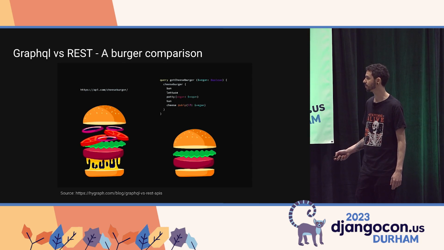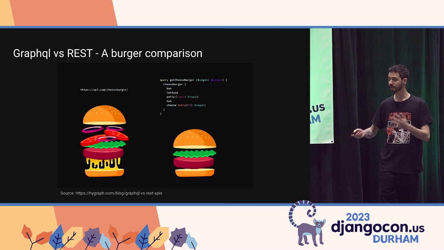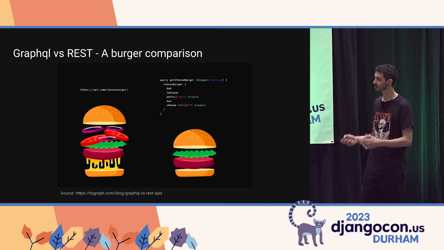I got this image from this place. I didn't notice that. But and the cheese, but it's keeping the cheese if it is vegan, and also the patty can be vegan or not. And you will see that if he wanted, he could also ask for the tomatoes, the onions, or not even include the lettuce for some reason. So this is a nice way to represent the difference between REST and GraphQL.